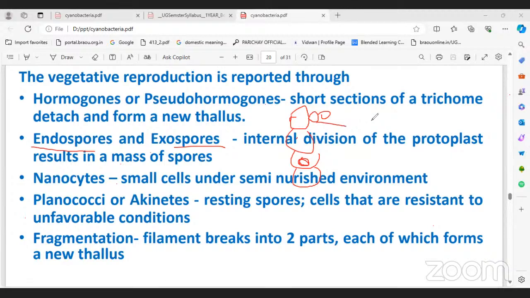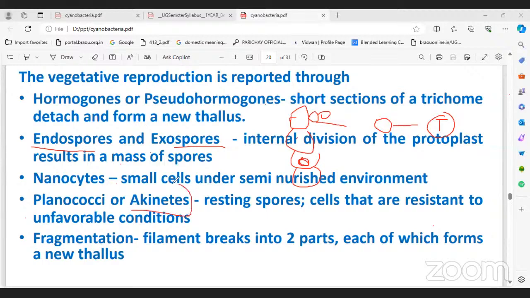So anyway, whether it is endospore inside or exospore outside, after formation and maturation, these are released out. And these spores, when the condition is favorable, with optimum temperature and optimum moisture, can grow as a new thallus, right?